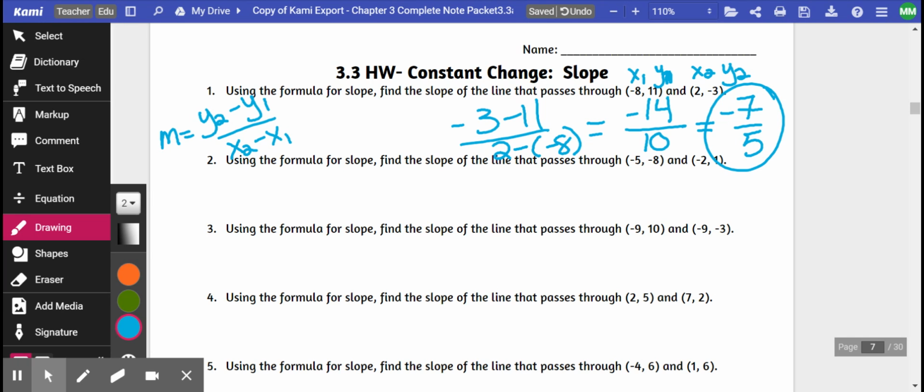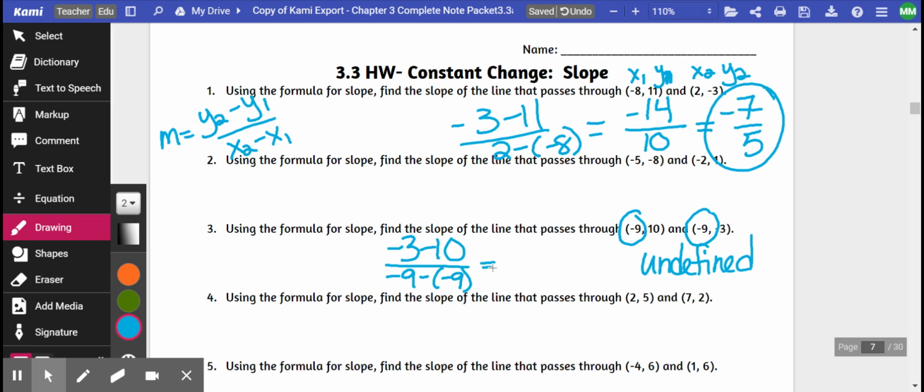Let's go ahead and jump to number 3. If we look at number 3, we can see that the x values are the same. That would mean that if we have the same x values, it's undefined, and I can even have us do the math to support that. So take your second y minus your first y and put that over the second x minus the first x. So for the bottom, we get 0. And we can't divide by 0, can't do it, so we get undefined.